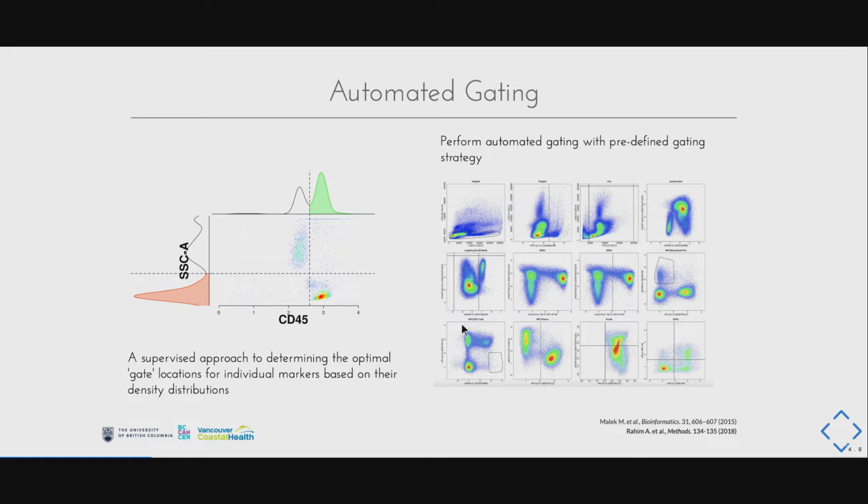The main advantage of this method is its simplicity. It's very easy to interpret because it just mimics how humans approach data and how humans manually gate the data. However, sometimes it lacks flexibility, especially when dealing with unusual cell populations and unusual cell density distributions.